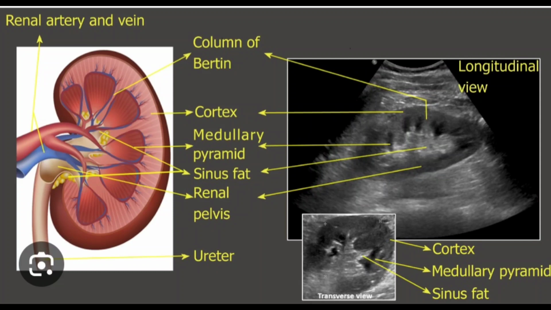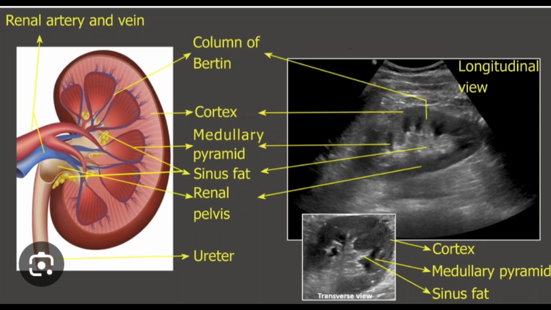As you know, there are mainly two parts: the medulla and the cortex. The cortex is mainly made up of parenchymal tissue, so it also appears hypoechoic. As far as the medulla is concerned, it contains multiple structures, especially sinus fat. Because of these fatty structures, it appears hyperechoic. So the main difference is that the cortex appears hypoechoic and the medulla appears echogenic. This differentiation is very important. You have to differentiate between the cortex and medulla. This is called corticomedullary differentiation.